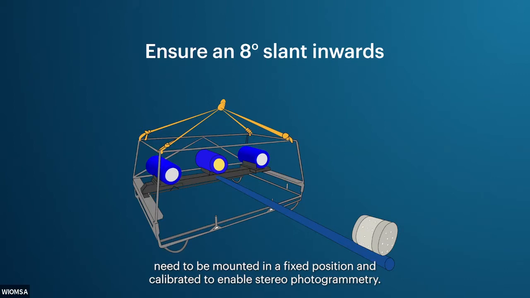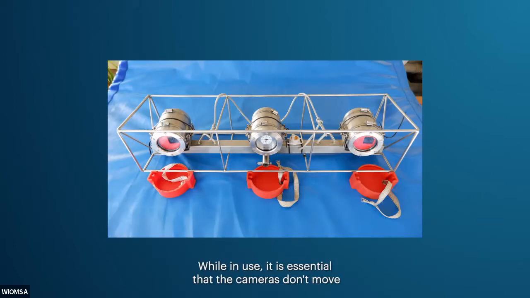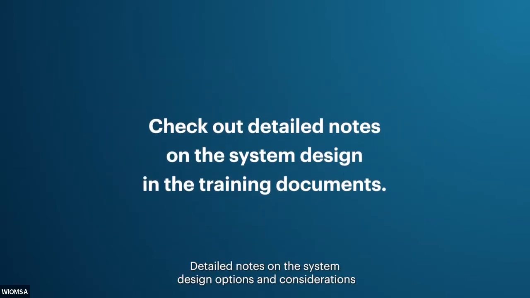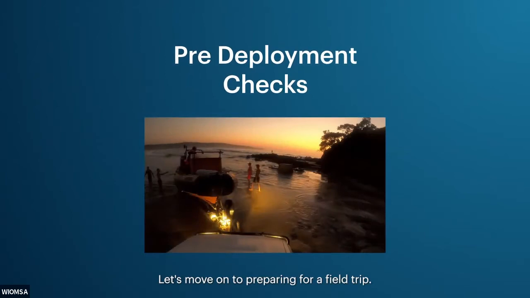To enable accurate length measurements, the 2 cameras of a stereo BRUVs need to be mounted in a fixed position and calibrated to enable stereo photogrammetry. While in use, it is essential that the cameras don't move to maintain the calibration and allow capture of size data. Detailed notes on the system design options and considerations can be found in the training documents. Let's move on to preparing for a field trip.